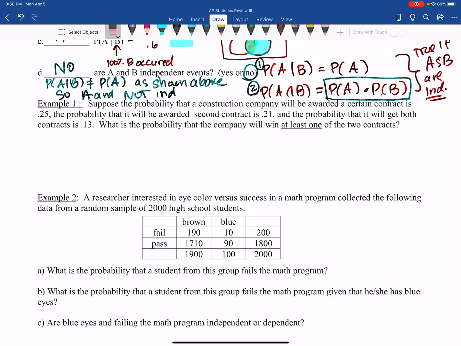Let's go ahead and look at this. It says, suppose the probability that a construction company will be awarded a certain contract is 0.25. The probability that it is awarded a second contract is 0.21. The probability that it'll get both contracts is 0.13. What's the probability that they will get at least one of the 2 contracts? I'm going to give you a second to go ahead and do it. You can solve this with a tree diagram, a Venn diagram, a chart, or anything that you want. The way I'm going to do it is with a tree diagram. So I'm going to stop for a second and let you try to solve it.